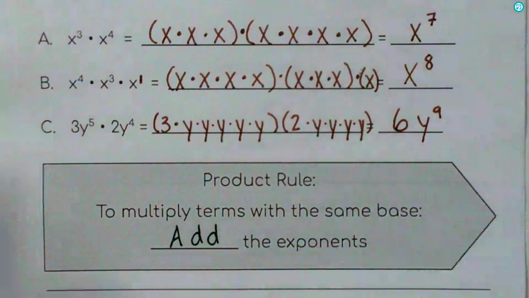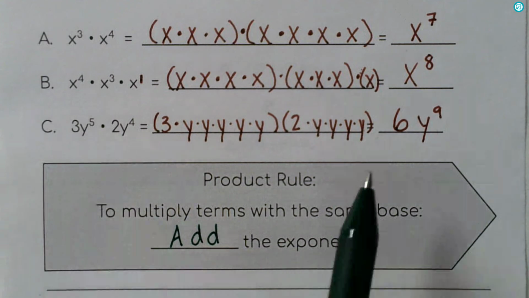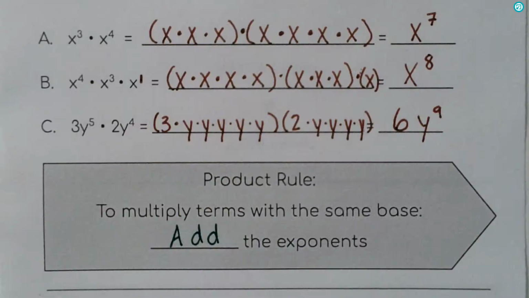You have to remember, though, this 3 and this 2, those are just normal numbers, so that's why they just multiply like normal numbers, and that's why this is a 6. Any questions about those guys?